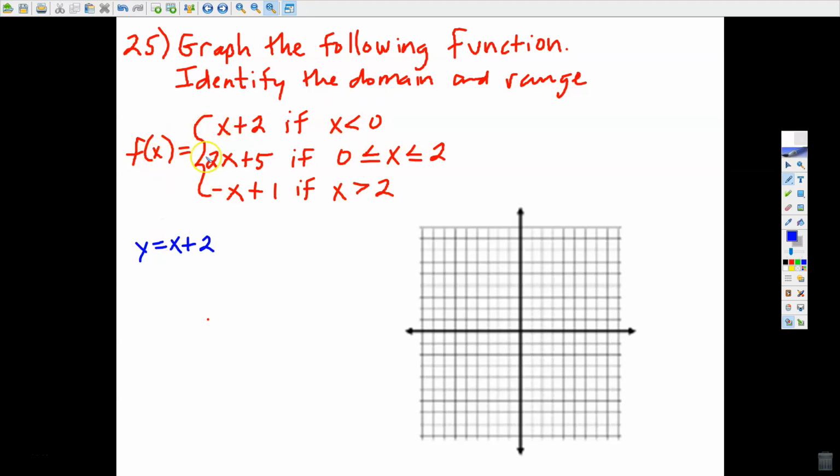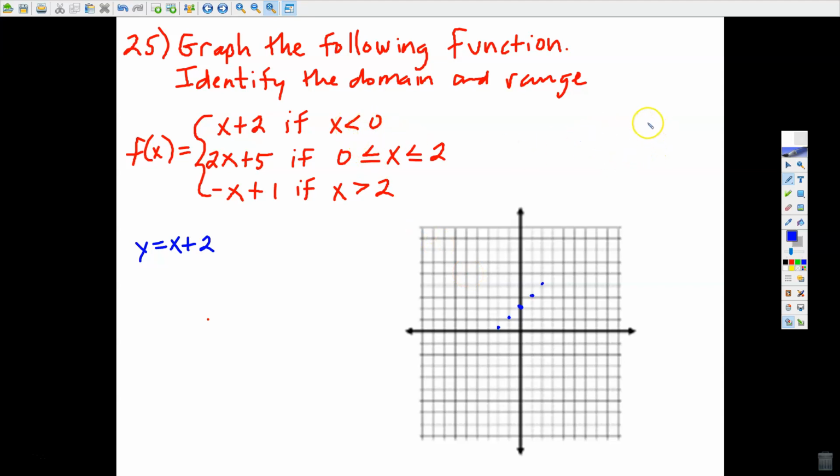Let's just say we're going to graph y equals x plus 2. So that has a y-intercept of 2. Remember, this is y equals mx plus b. And there's a slope of positive 1. So I go up 1, right 1. Or if I wanted to, I could go down 1, left 1. I'm still on the line. Okay, so instead of drawing that entire line, that's what y equals x plus 2 is, I'm only going to show it for x coordinates on this line that are less than 0.